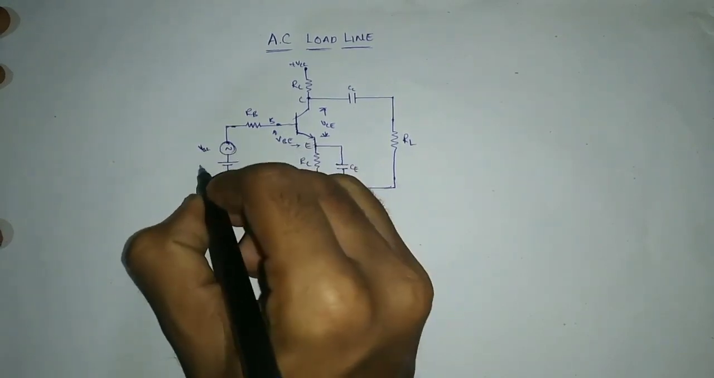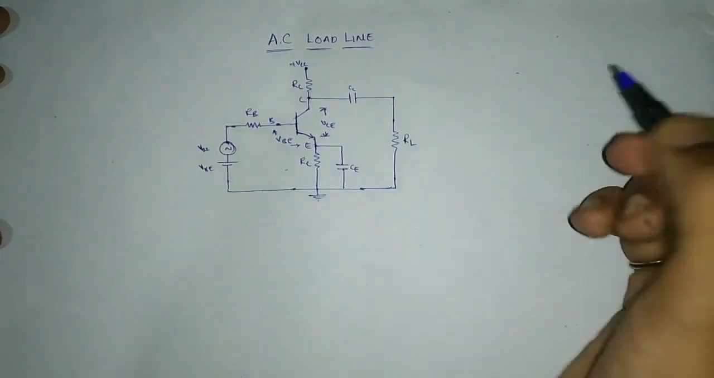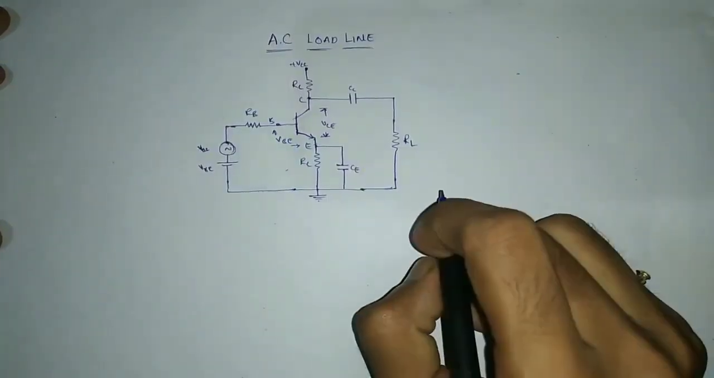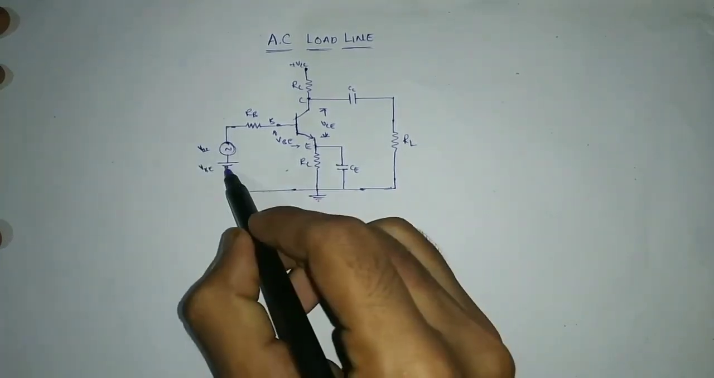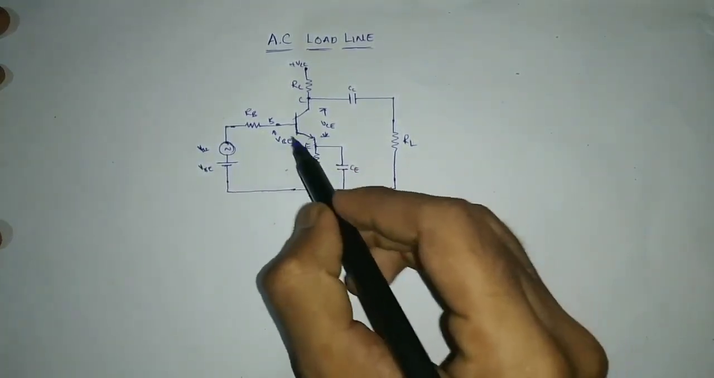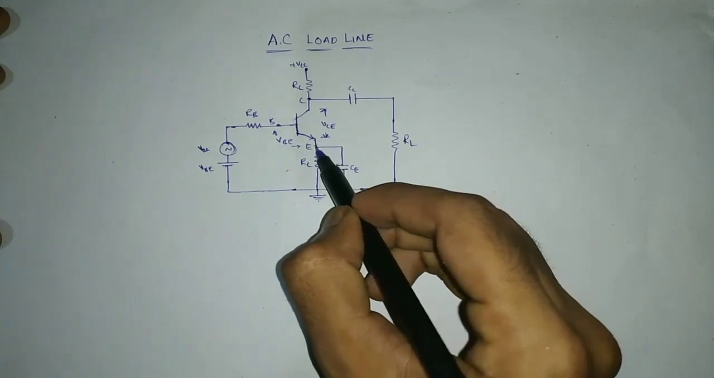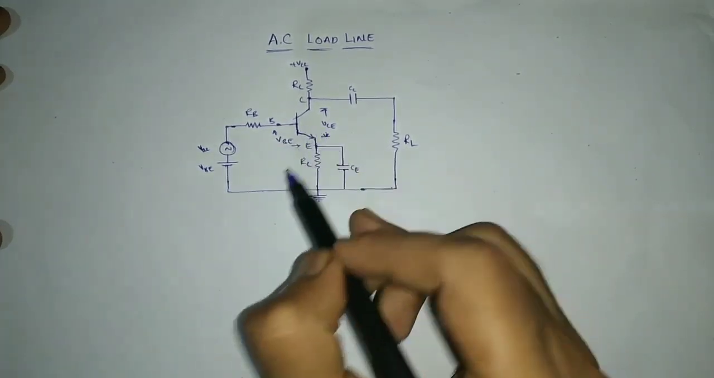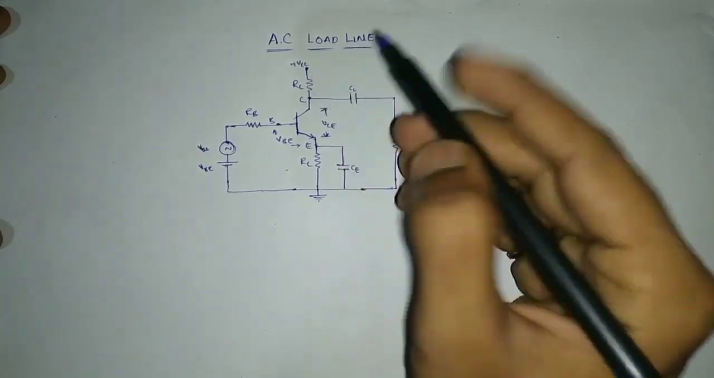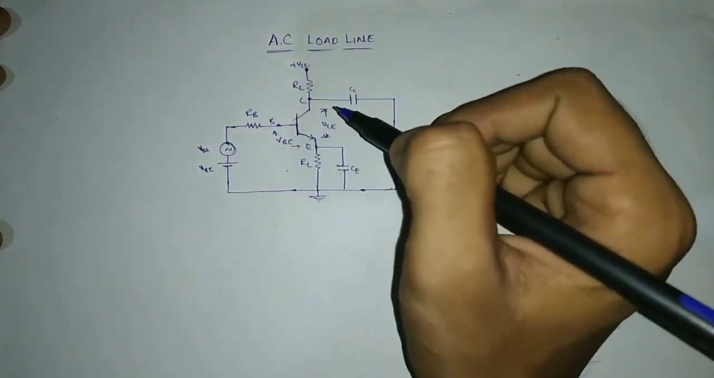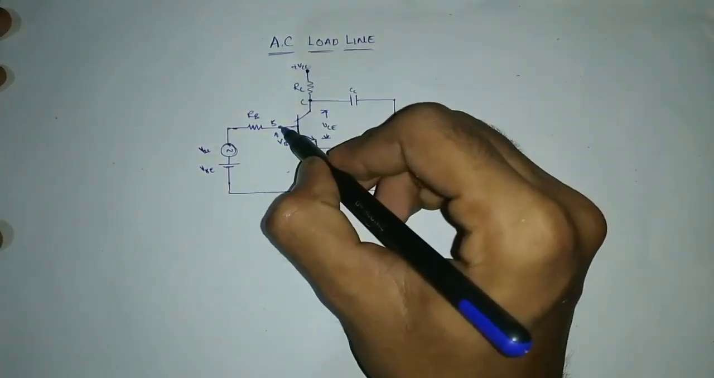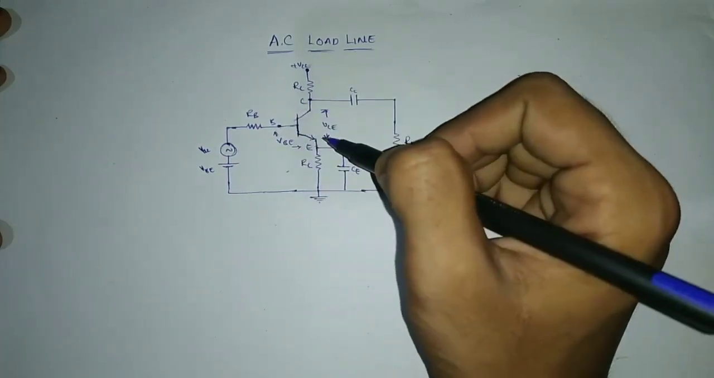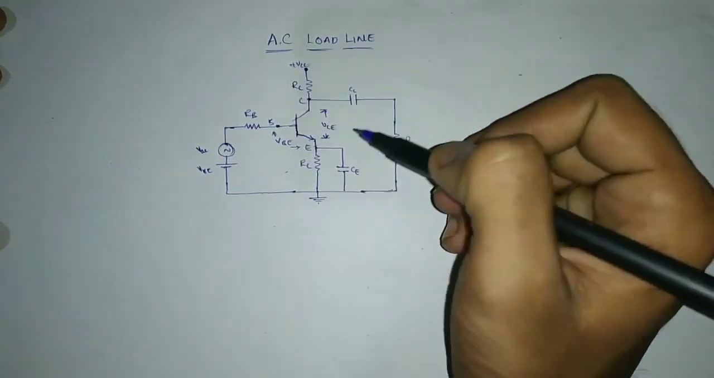This is VAC and this is VBE voltages at the input. This is for biasing voltage, which will keep the base emitter junction of the transistor in forward bias, and here we are applying VCC. The collector to base junction will be in reverse bias.